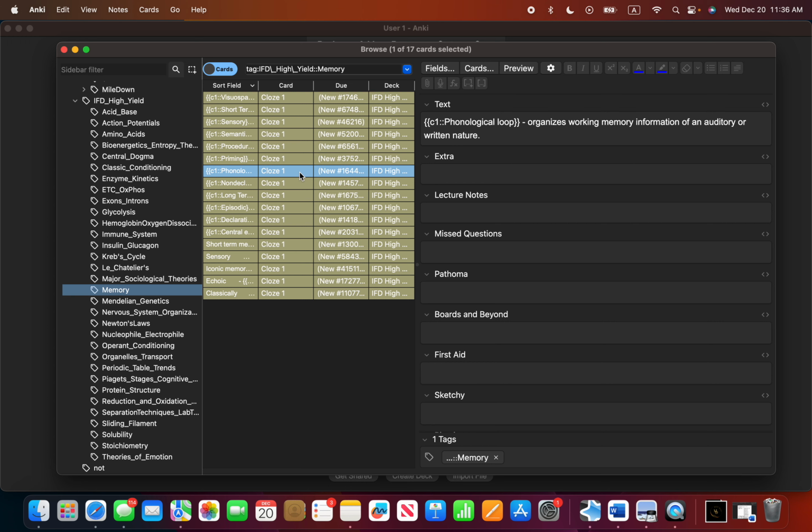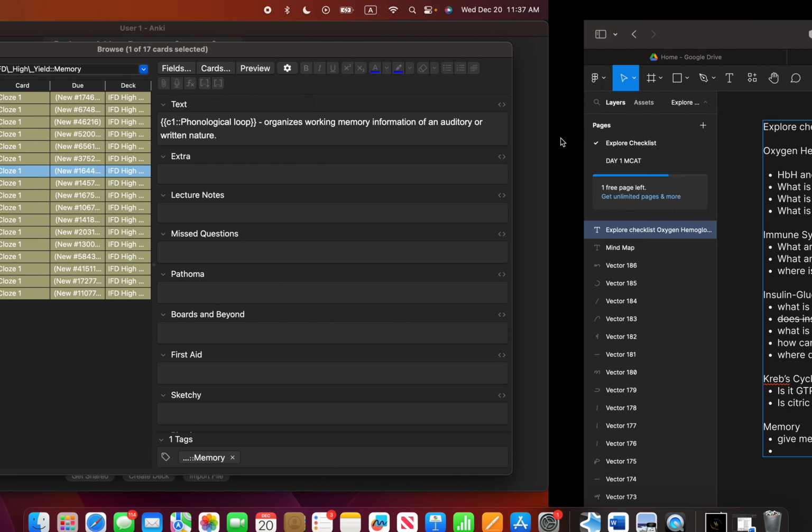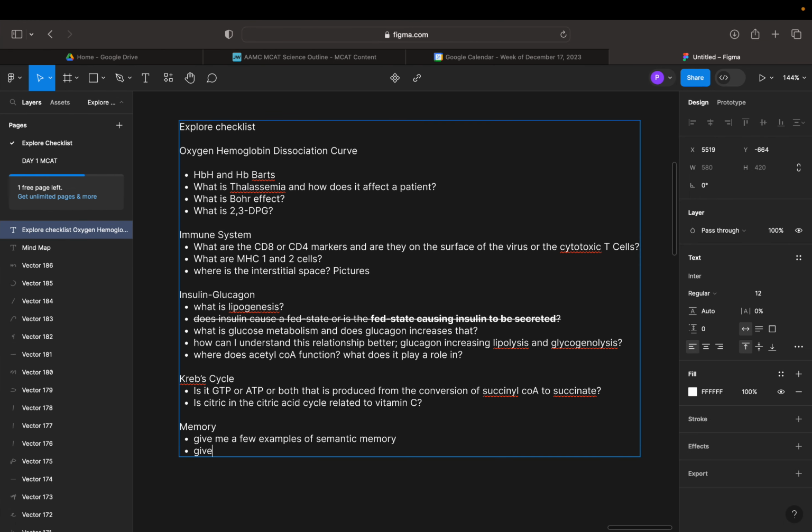Phonological loop. It organizes working memory information of an auditory or written nature. So when you are organizing auditory or written working memory information, it is called a phonological loop. Give me a few examples of phonological loop.